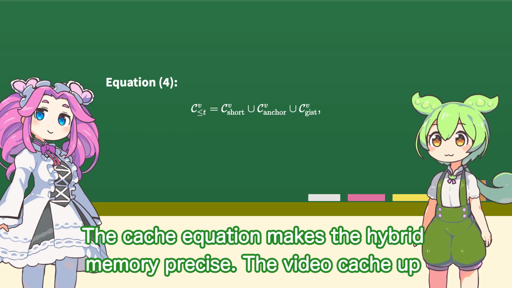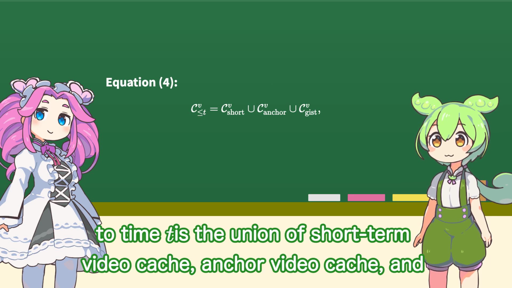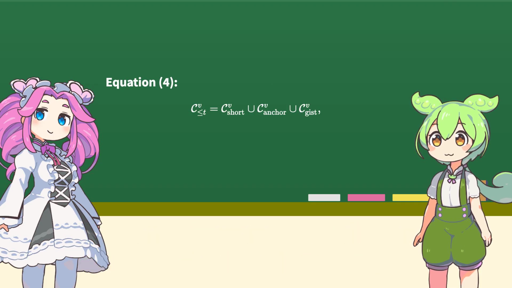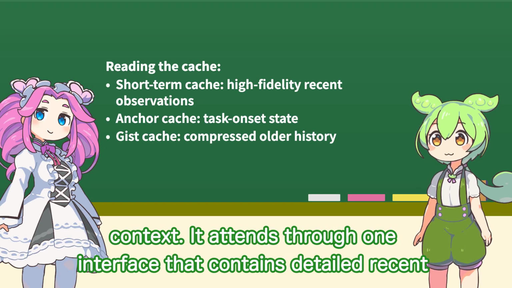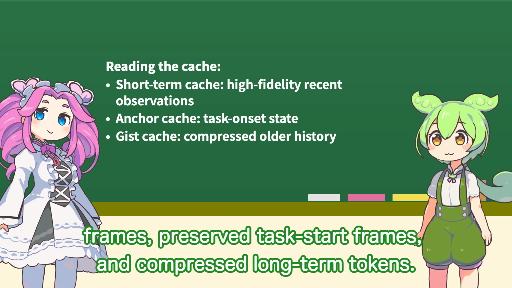The cache equation makes the hybrid memory precise. The video cache up to time t is the union of short-term video cache, anchor video cache, and gist video cache. What should I take from that union? It says the action model does not choose between recent detail and old context. It attends through one interface that contains detailed recent frames, preserved task start frames, and compressed long-term tokens.